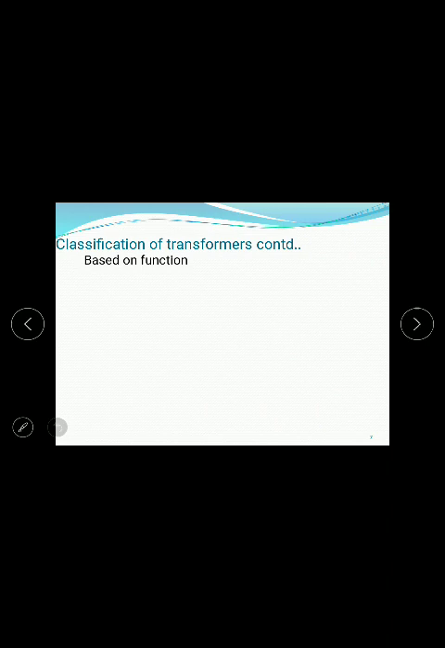Here the classification of transformers is based on function, that means instrument transformers. There are different types of instrument transformers. One is the current transformer, and another one is the potential transformer. The current transformer, why do we need a current transformer in the transmission line or substations?